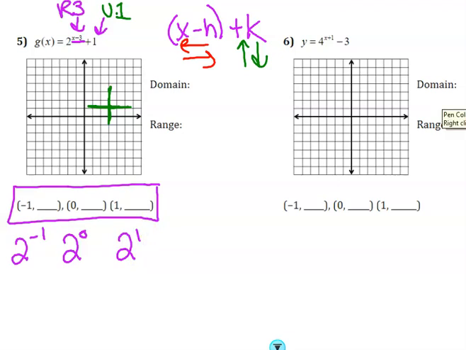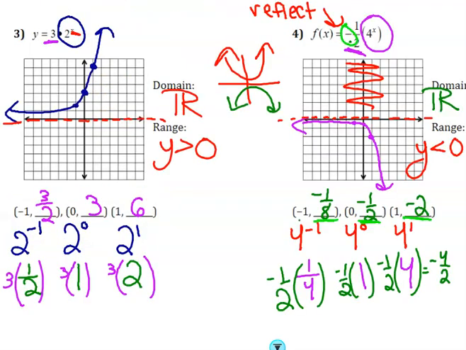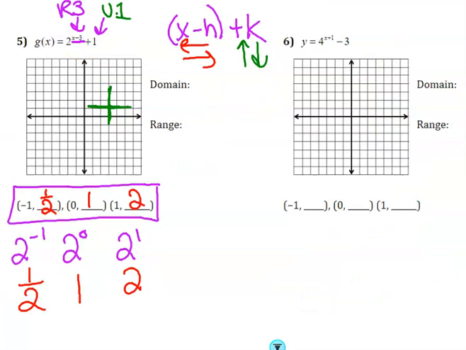All right. 2 to the negative 1 is 1/2. Remember, drop it down to the denominator. 2 to the 0 is 1, and 2 to the first is 2. So this is my new transformation based on right 3, up 1. Why didn't we have to do that for the other ones? Well, if you notice, there was nothing attached to the exponent or the extra number. There was no plus or minus for these. But now we have that for 5 and 6. So that's why we have to do this extra step.